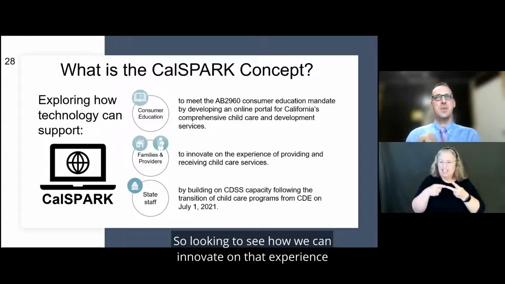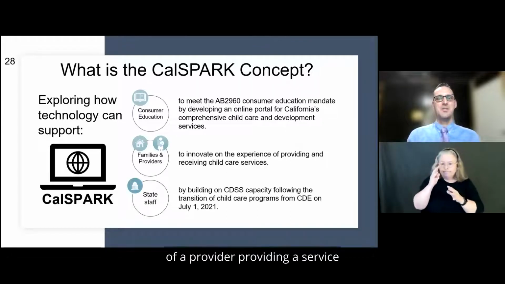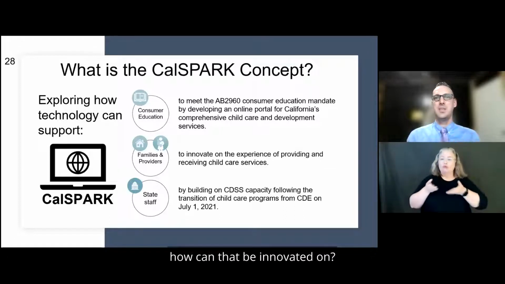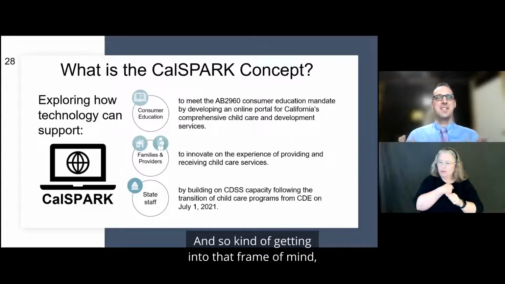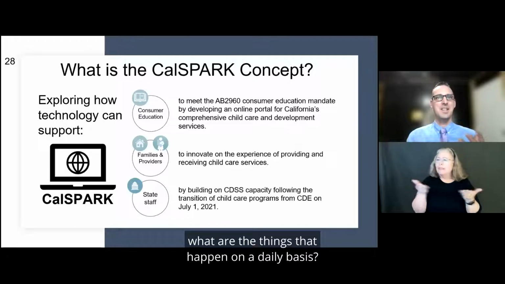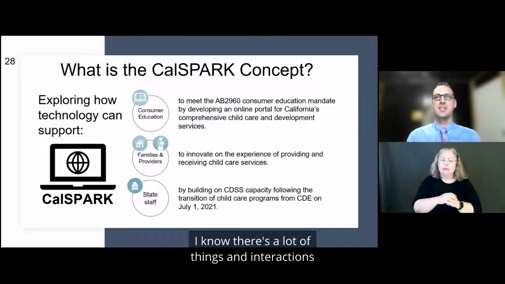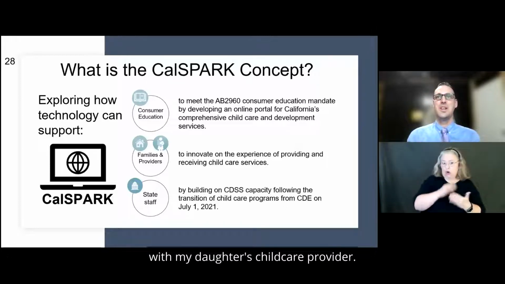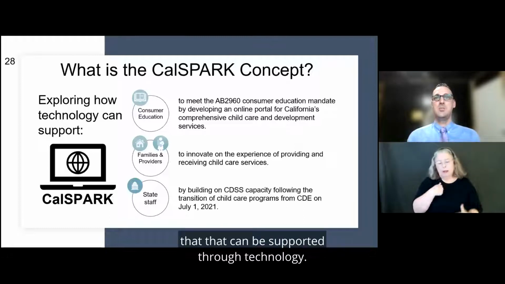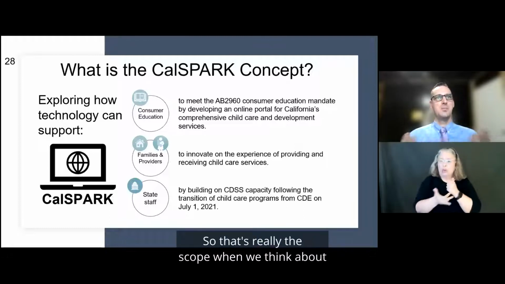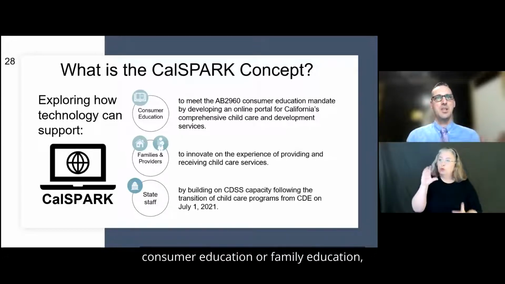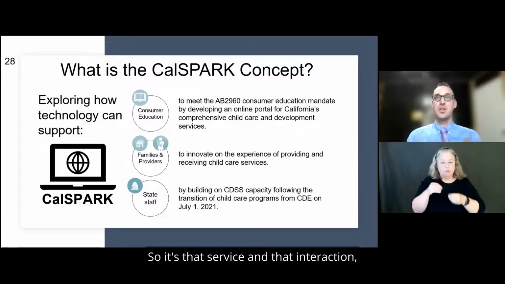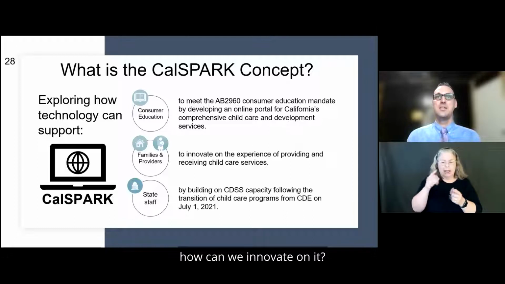So looking to see how we can innovate on that experience of a provider providing a service and a family receiving a service. How can that be innovated on? And so getting into that frame of mind, what are the things that happen on a daily basis? I know there's a lot of things and interactions that I have on a daily basis with my daughter's childcare provider. And so thinking about the ways that can be supported through technology. So that's really the scope when we think about consumer education or family education, and then with families and providers. So it's that service and that interaction. How can we innovate on it?